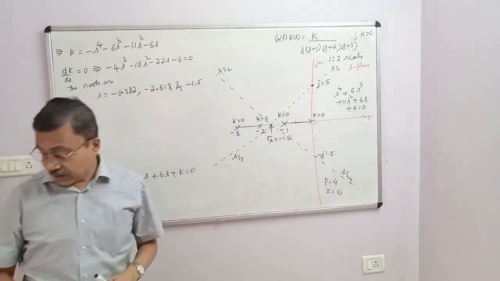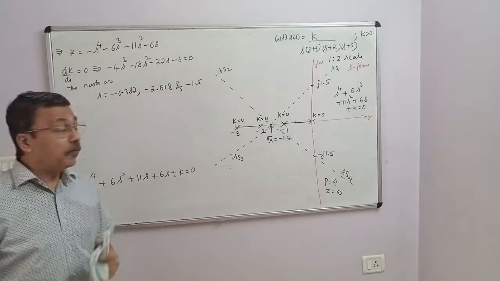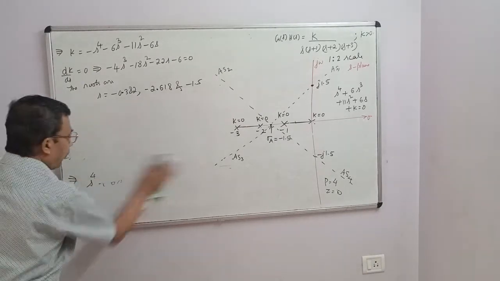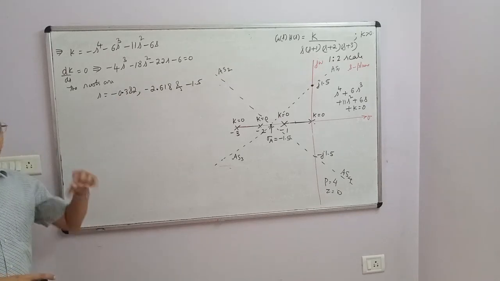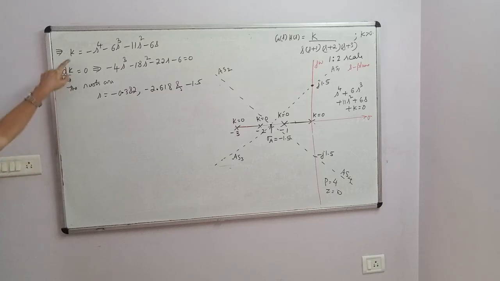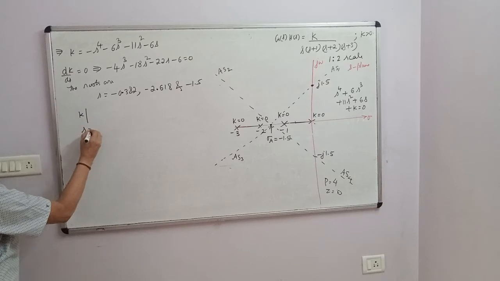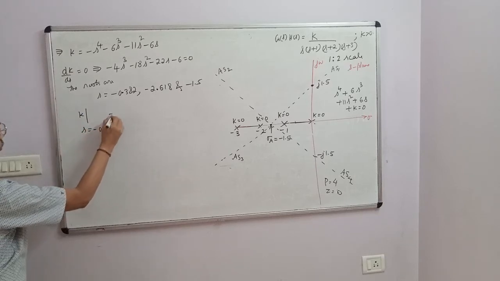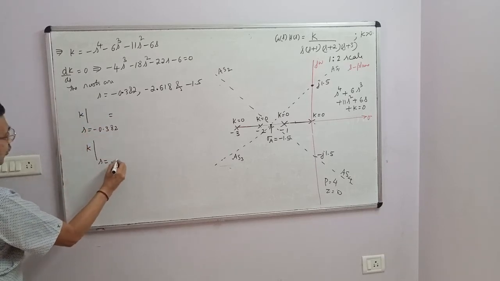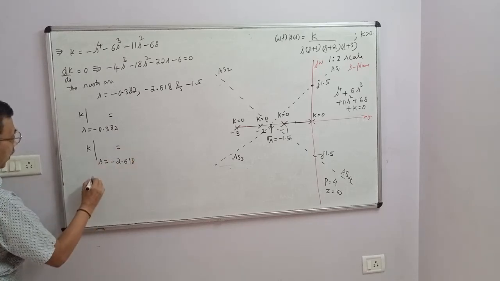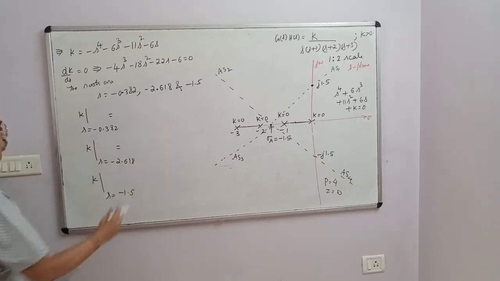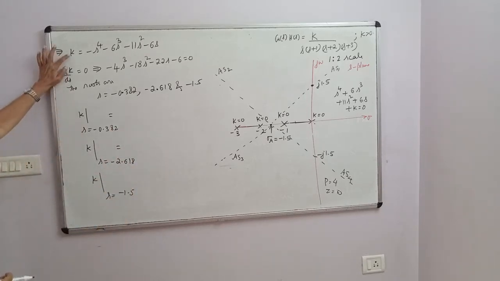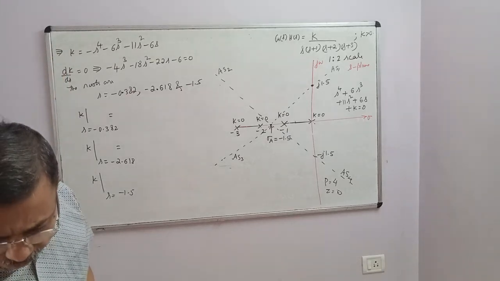But still we will ascertain by calculating the values of k at these breakaway points. We will still ascertain whether these are breakaway points or not by finding the value of k using this expression. Find the value of k at s is equal to minus 0.382. Find the value of k at s is equal to minus 2.618. Find the value of k at s is equal to minus 1.5. Use these values of s in this expression for k. So you will get the answers.